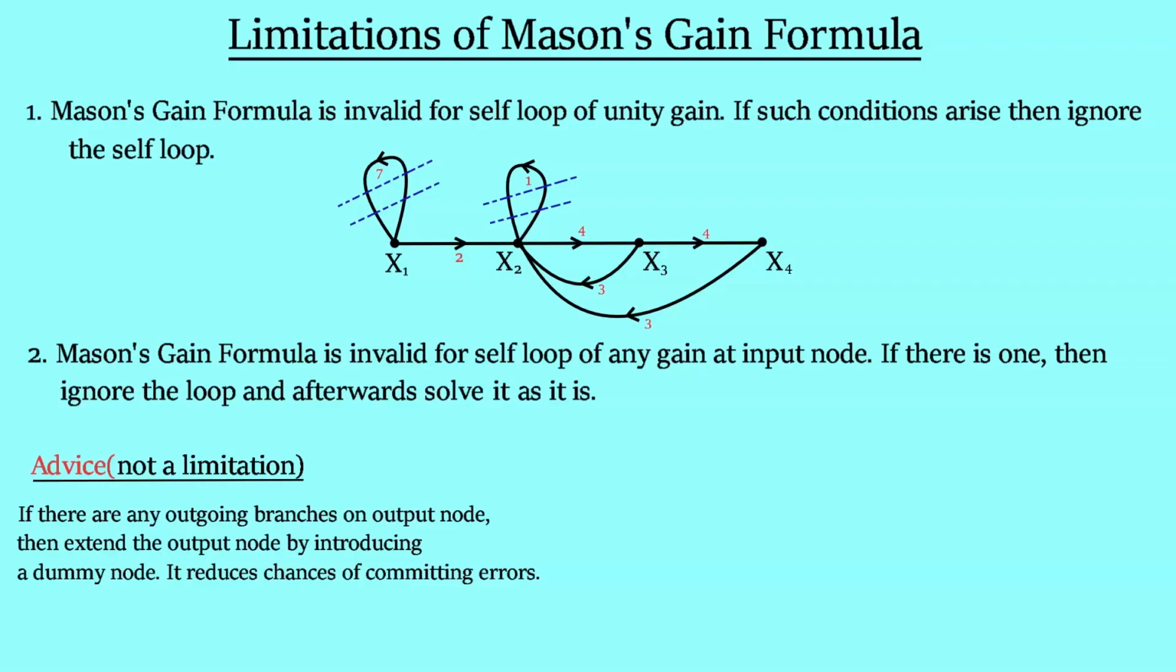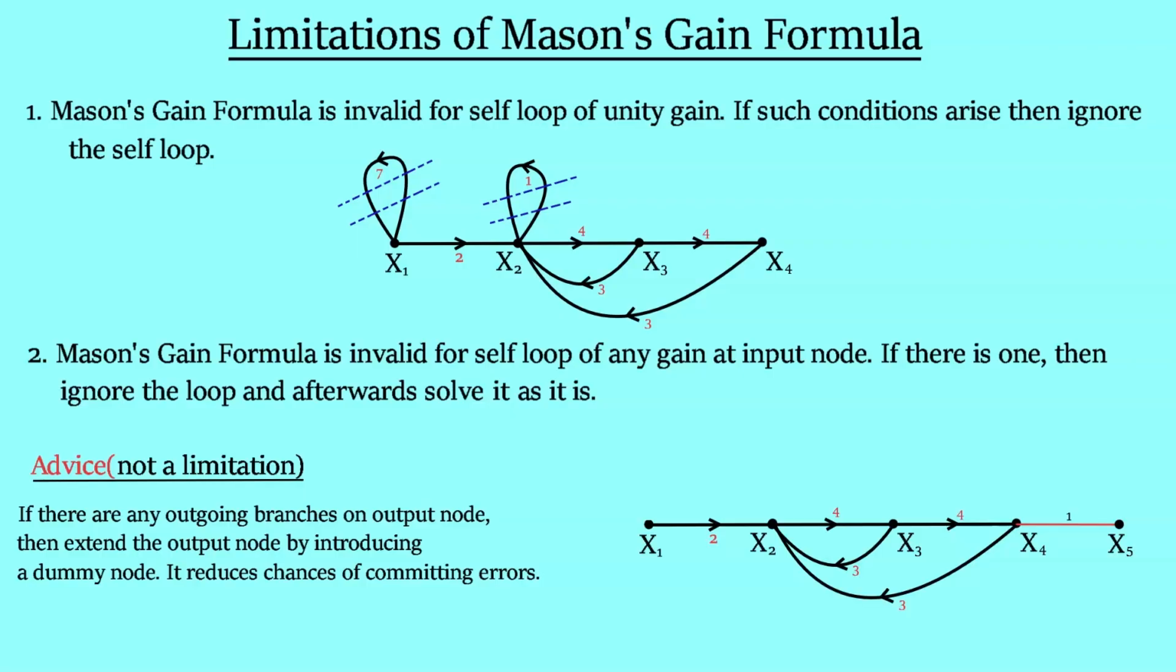After applying the limitations and the advice, we will have this resultant signal flow graph, from which we can easily find the overall transfer function by using Mason's gain formula. This is a numerical based subject. You have to solve a number of problems, and only then will you get confidence and an idea about the different variety of questions that are possible in this subject.